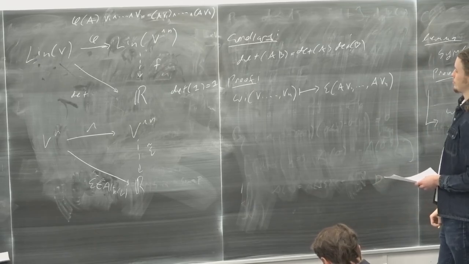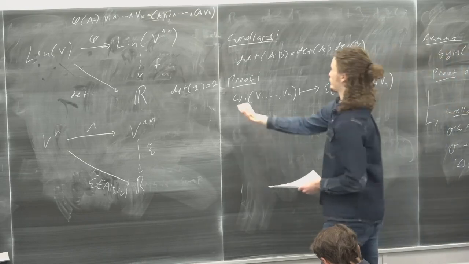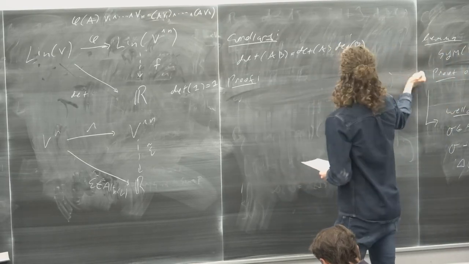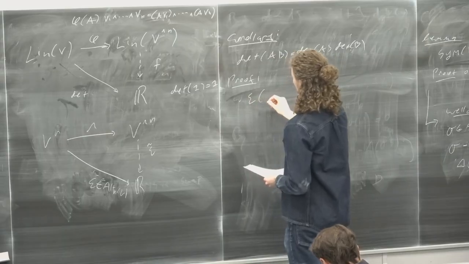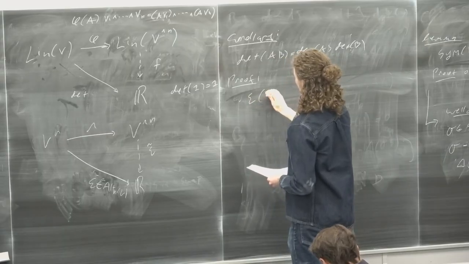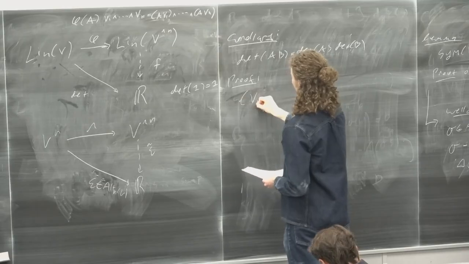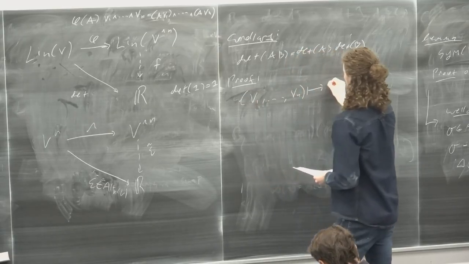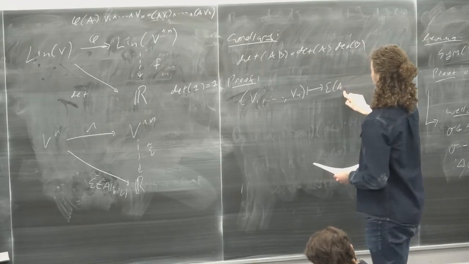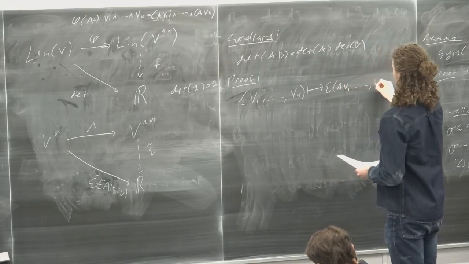Is this the right map? Yeah. Actually, let me rewrite this. I'll just say the map epsilon. Yeah, that was the right one. Sorry. Yeah. Maps to epsilon of a v1 to a vn.